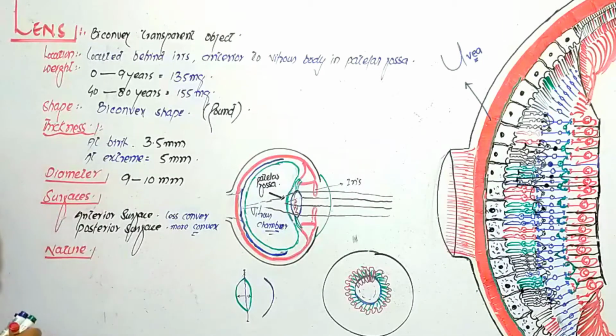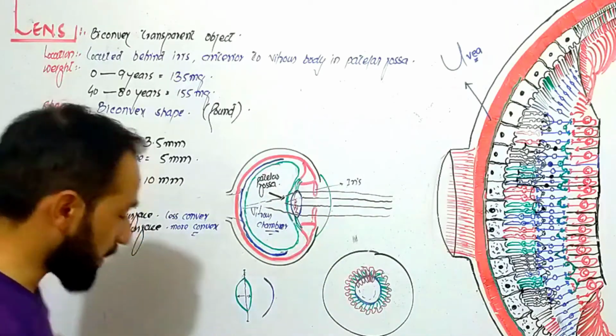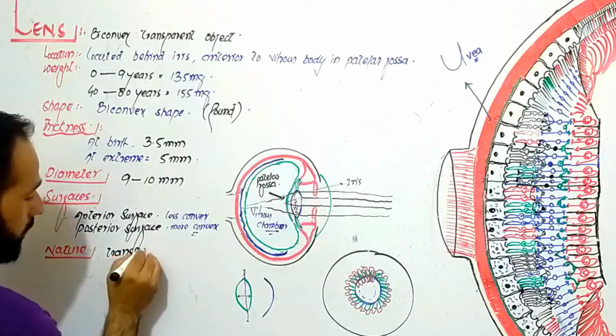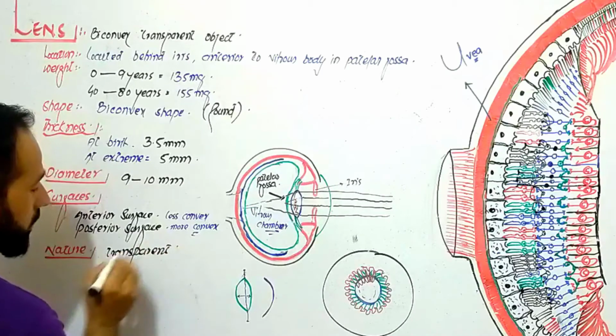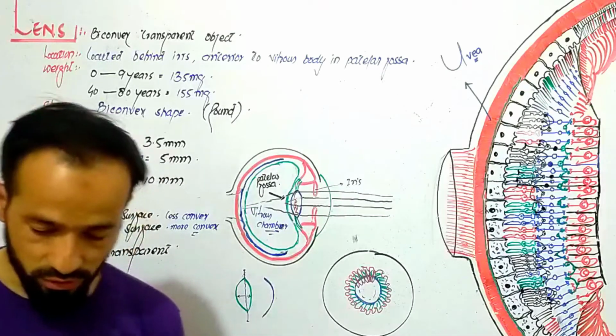Nature. So you know that it allows light to pass through it. So its nature is a transparent nature. We should know these important points about the lens, and then we will discuss, inshallah, the structure of the lens in big detail, right?